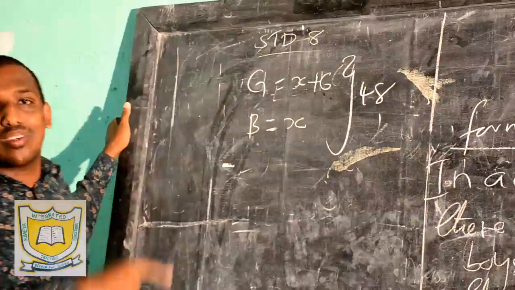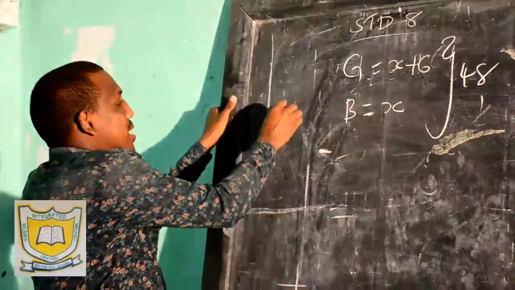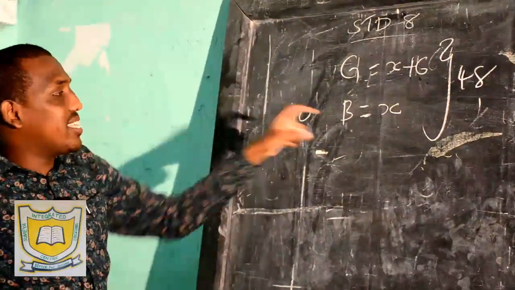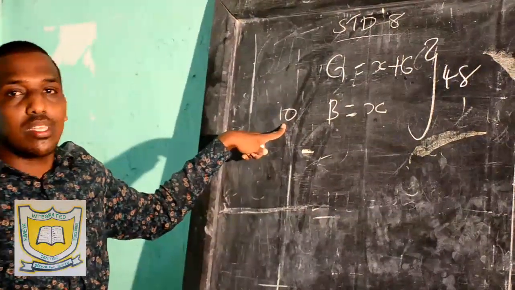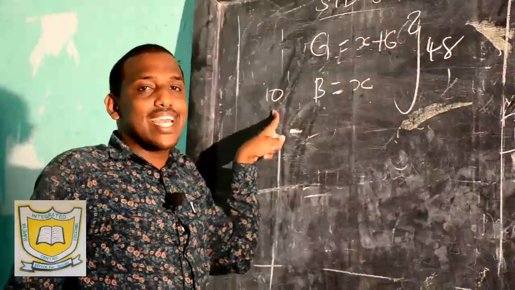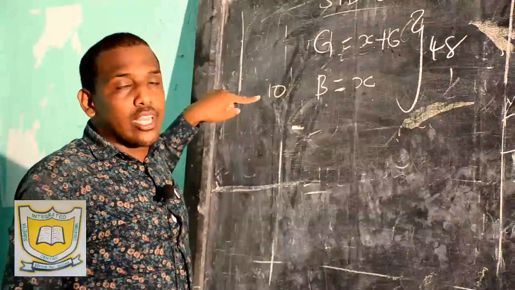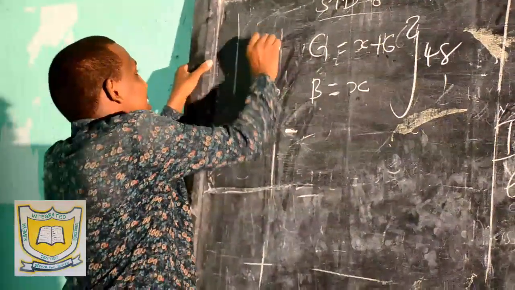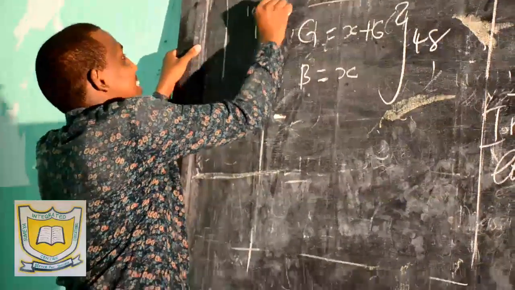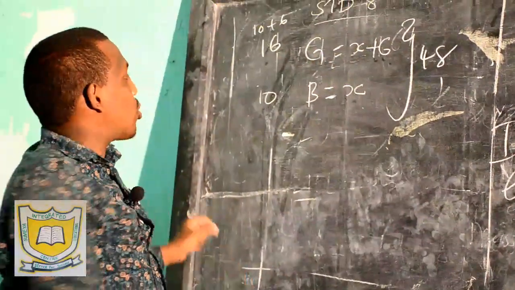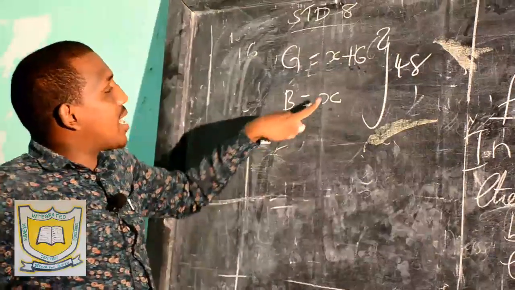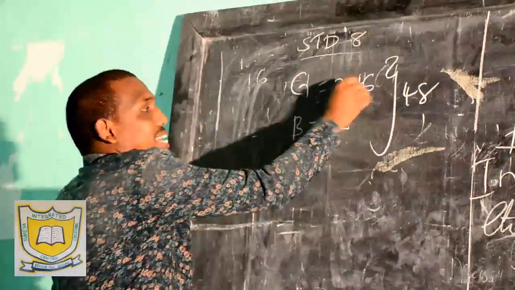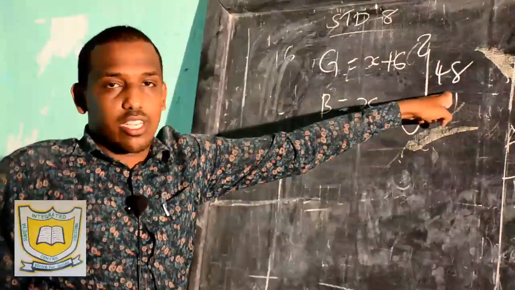For example, if the boys are 10, you can take even numbers sometimes instead of letters, then the girls are 6 more, the girls will have been 16. Why? 10 plus 6 is 16, that's why we have added. So if the girls are 6 more, it will become plus 6, and the total number of children is 48.